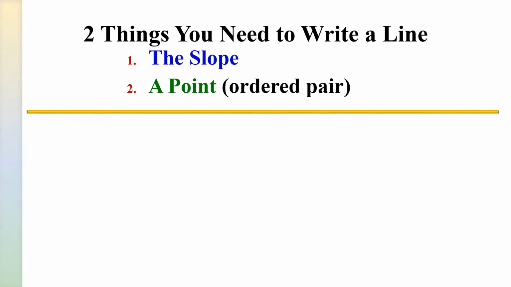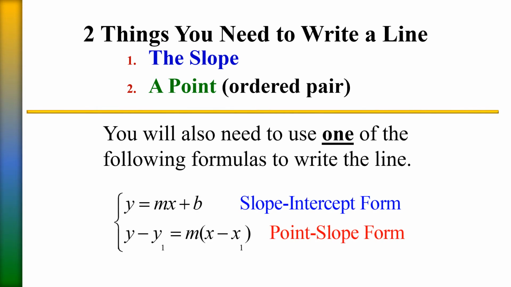Okay, so here's what you need to write a line. You need two things. If you don't have these two things, you can't write a line. You need to know the slope, and you also need a point, in other words, an ordered pair. The other thing you need is a formula to plug those two things in. So you can either use the slope-intercept form of the formula or the point-slope form.